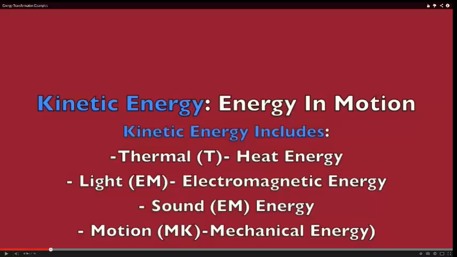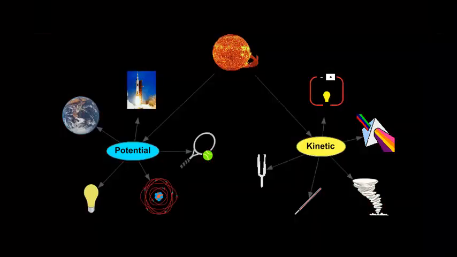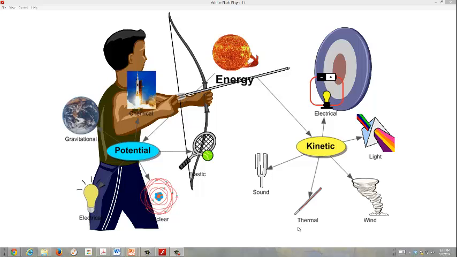The second type is kinetic energy. This is the energy in motion. Kinetic energy includes thermal or heat energy, and we've seen this as we've talked about matter and how matter moves faster basically due to heat. We've talked a little bit about light, but that would be another kind of kinetic, sound, and then motion or mechanical energy. These are all types of energy in motion. Let's take a look at the video that explains both kinetic and potential energy.